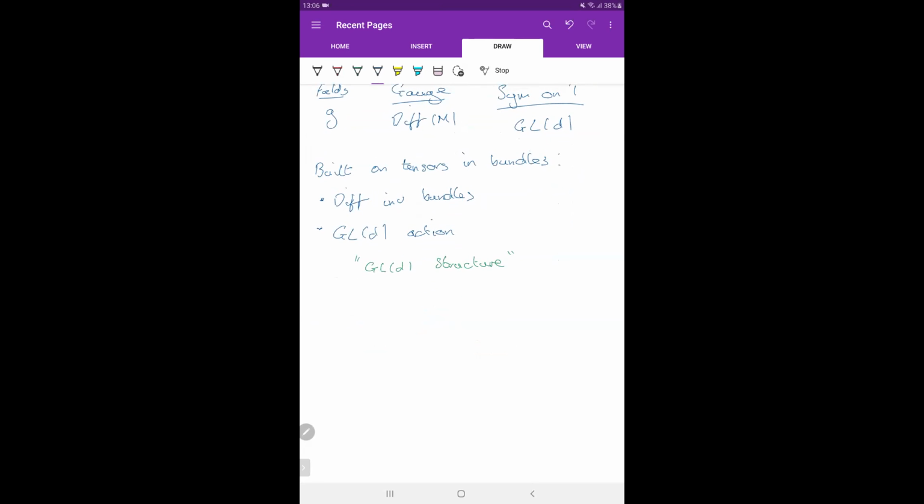So what kind of bundles do we have? Well, a very natural one we have is the tangent bundle, which is often written by T, that's how I'll denote it. And the fibers here transform in the fundamental of GL(d), which I'll often just denote as V, the fundamental vector space.